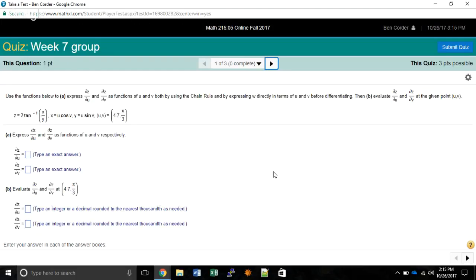Okay, so after we've done z, then we do x u, dx du. I think that should just be cos v, right? Yeah, like v is pretending to be a constant. And then y over u sine v. I feel like I got this much.